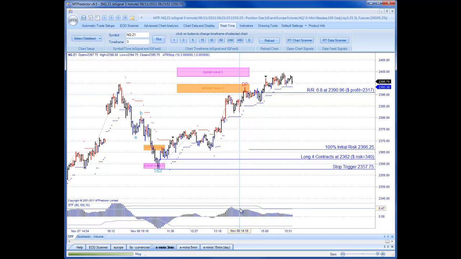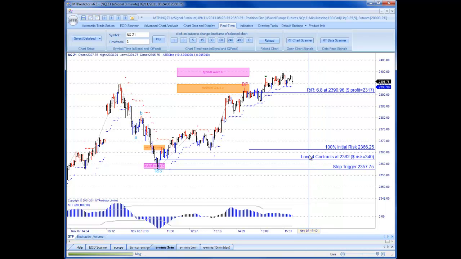If we come down, the STF, excuse me, I've got a bit of a cough today. Once we actually reach the first target, we come down. The STF is weak, therefore we come out at our first target, and as you can see, the result was a lovely 6.8R profit.